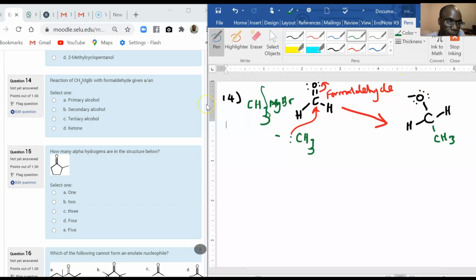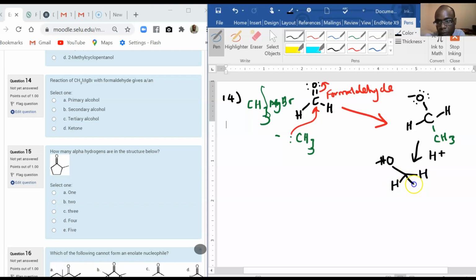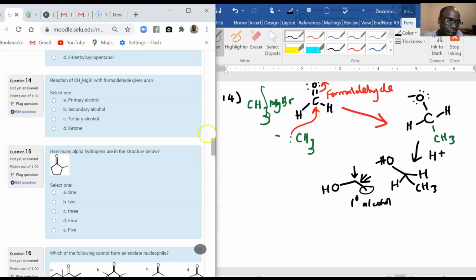So now, usually we follow it with acid workup like we did before. So the O minus becomes OH. It's just a presumption that we always assume. You should know that we always follow with acid workup like we did in the previous question. So if I was to assume the hydrogens on the carbons, this would be the structure. That happens to be ethanol, and it's a primary alcohol. The carbon bearing the OH is bonded to one other carbon, so it's a primary alcohol that results.